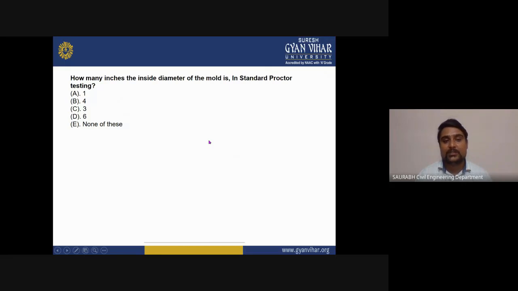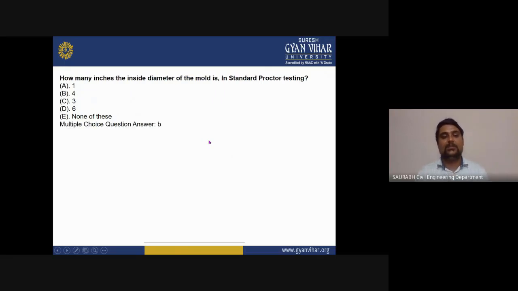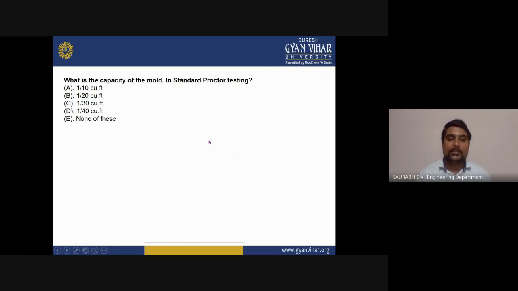How many inches is the inside diameter of the mold in Proctor testing? Options given here: 1, 4, 3, 6, and none of these. Here the right answer will be B, which is 4. How many inches the inside diameter of the mold? If this type of question comes, then you can answer it. It will be 4.